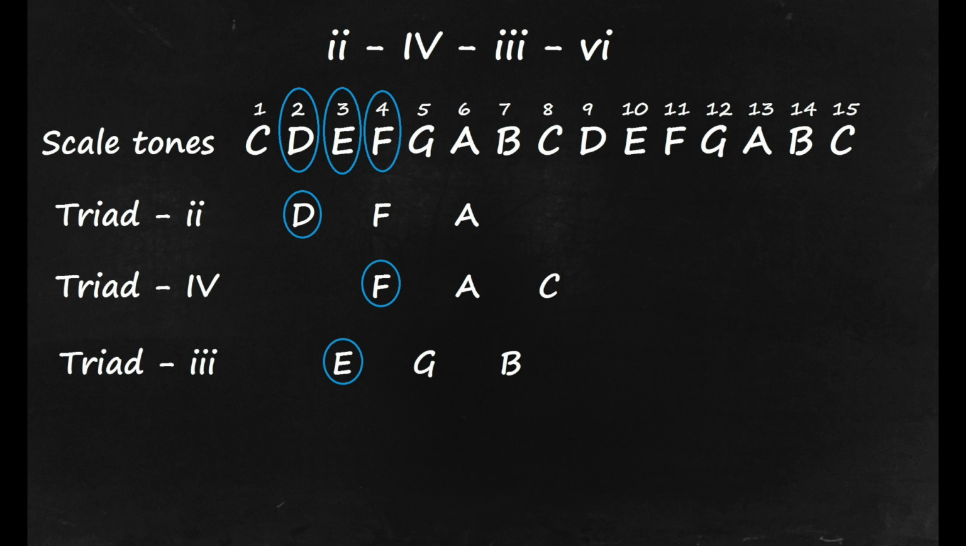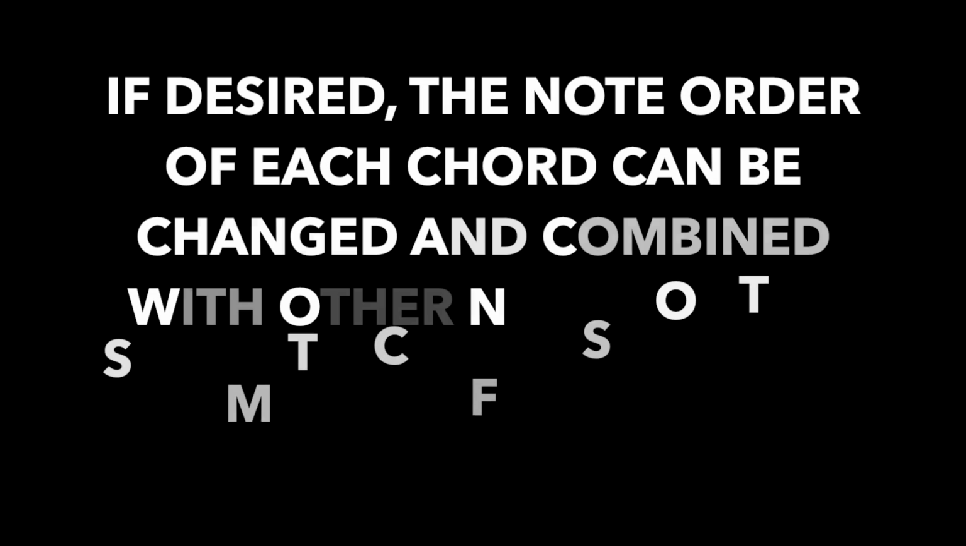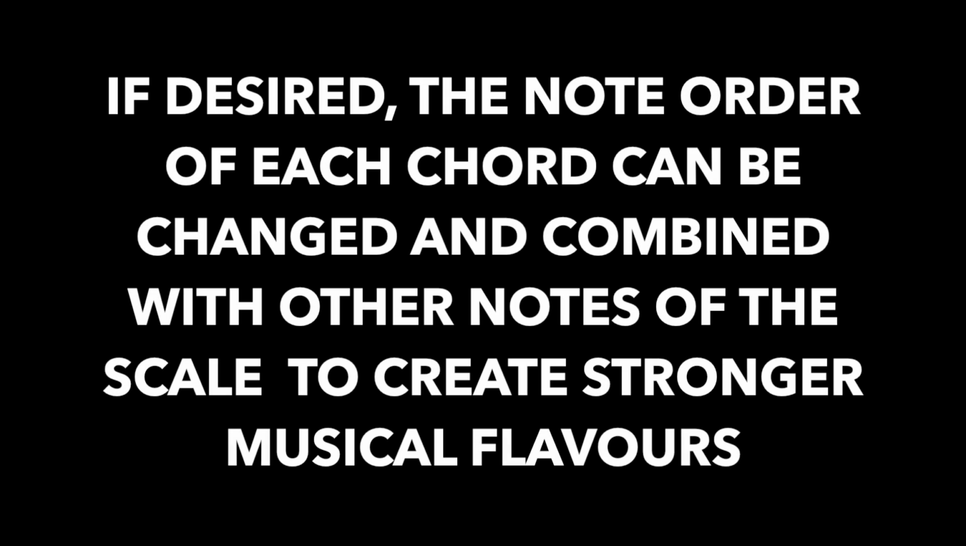The numeral 3 chord in the key of C major starts on scale tone number 3. An E minor triad will be formed containing the notes of E, G and B. The numeral 6 chord in the key of C major starts on scale tone number 6 and comprises the notes of A, C and E to form an A minor triad. If desired, the note order of each chord can be changed and combined with other notes of the scale to create stronger musical flavours.